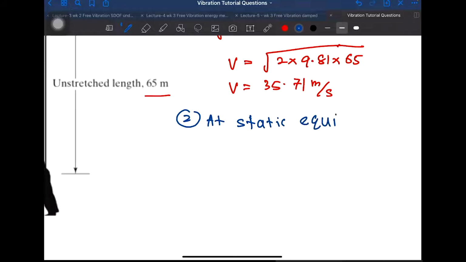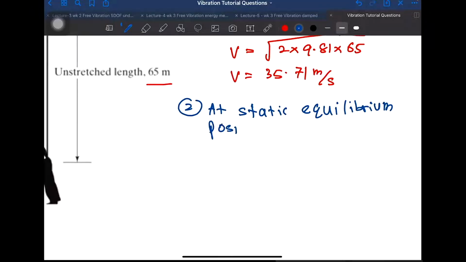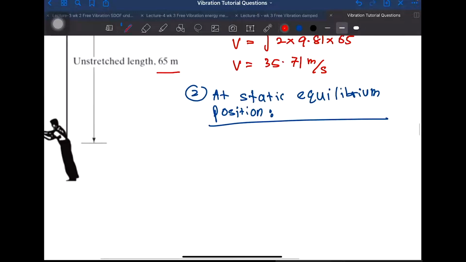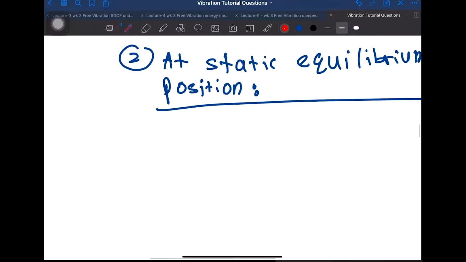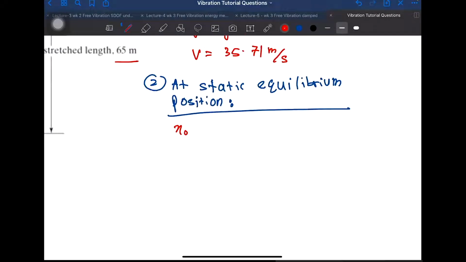Static equilibrium position. All right. So we want to find the x naught, right? So what is x naught?